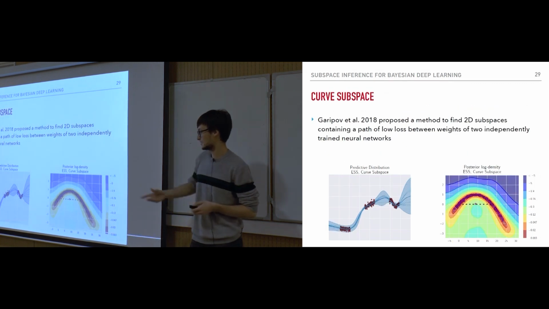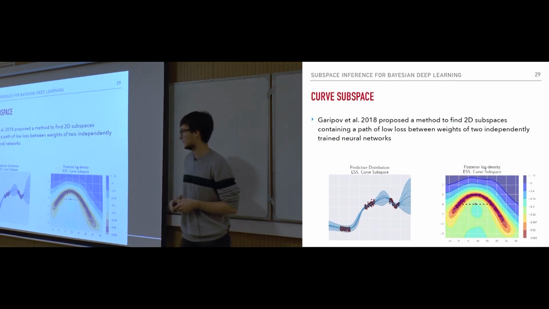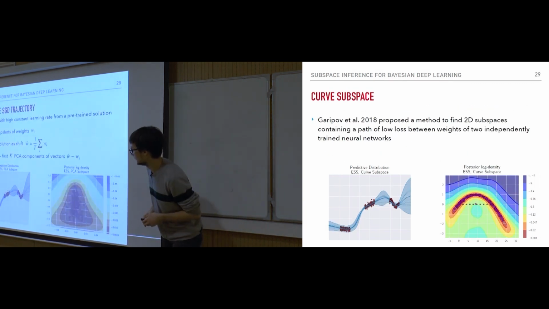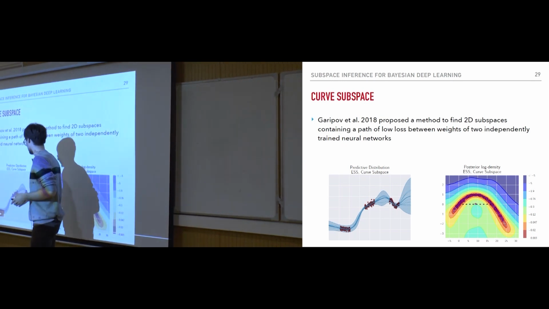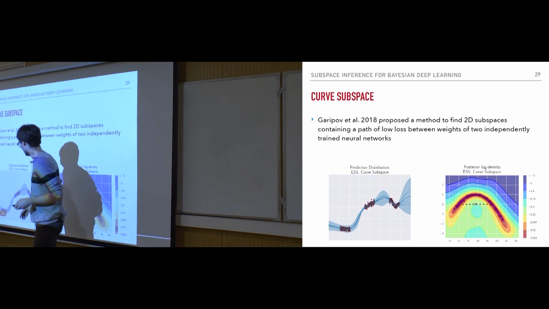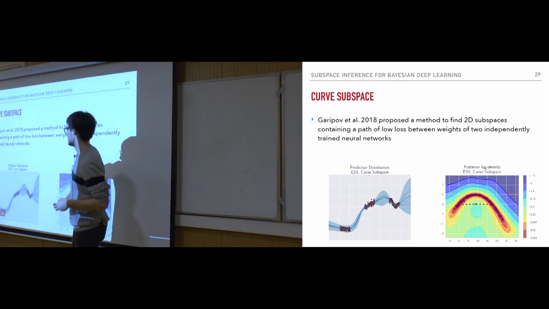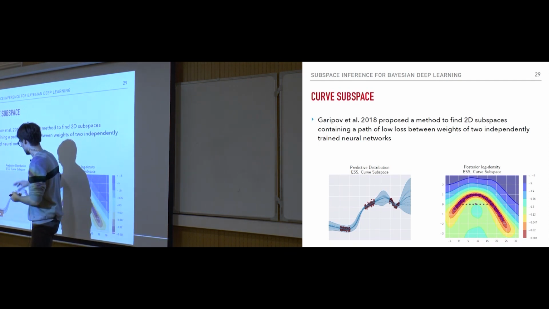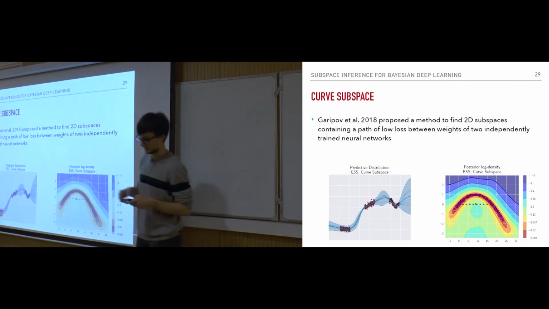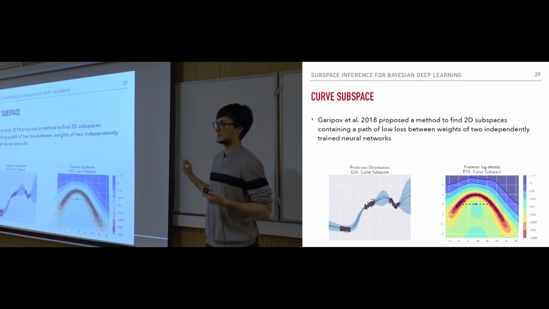And then the last subspace is the curve subspace. Here we also see this behavior. It's maybe not super clear in these plots, but this subspace is usually doing better in terms of this behavior. Here we see more of a difference between uncertainty near and away from the data. But as I said, there is a trade-off.